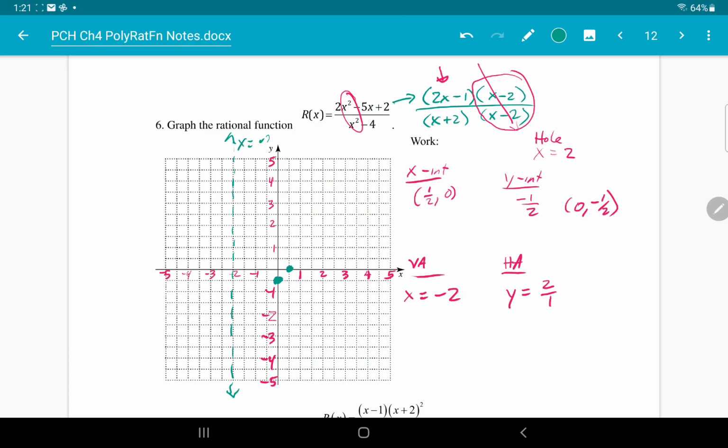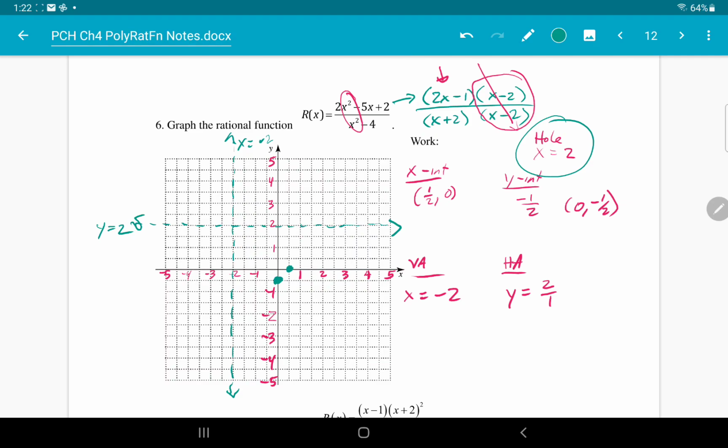That's x equals -2, and a horizontal asymptote at y equals 2. Just like that. Okay. Let's see what we're going to do now. Oh, yeah. Okay, so we see that there's a hole here. So the hole is at x equals 2.